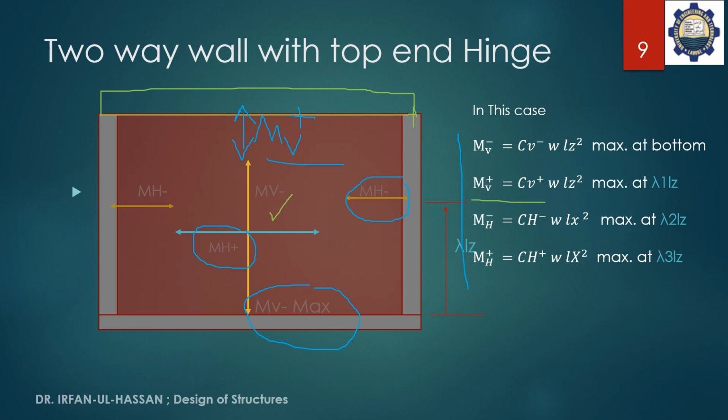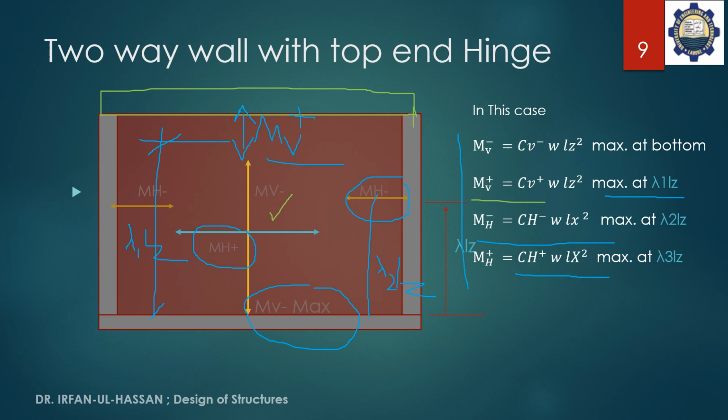MV positive is located at lambda 1 Lz. It means that this moment is maximum. MV positive is from the bottom of the tank. This moment is maximum at lambda 1 Lz, and MH negative, this moment is maximum at lambda 2 Lz. So that's the application of the lambda.